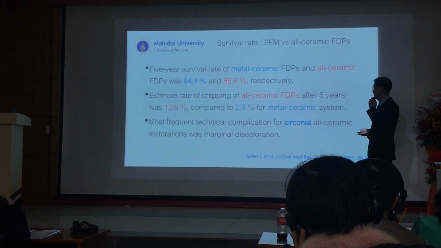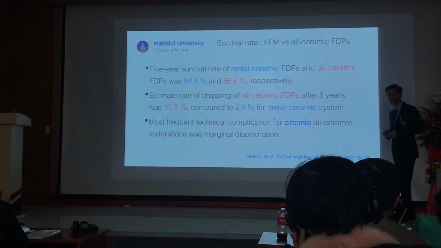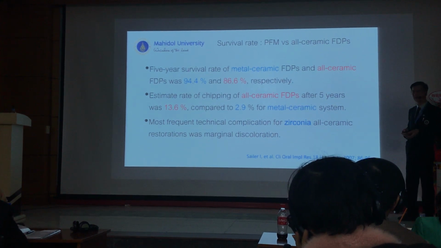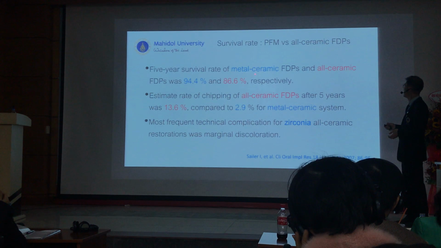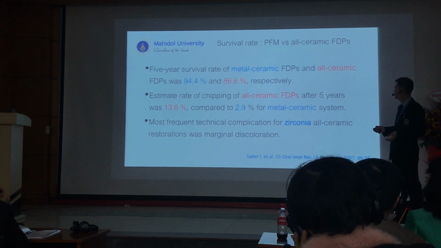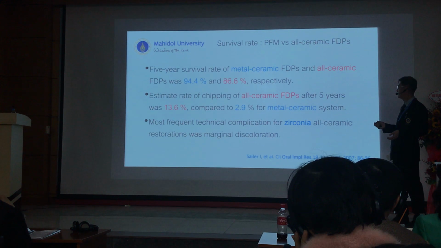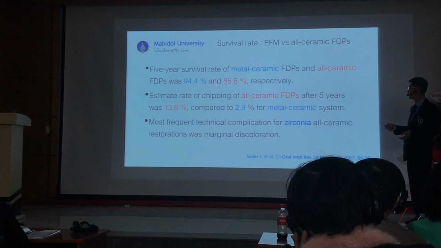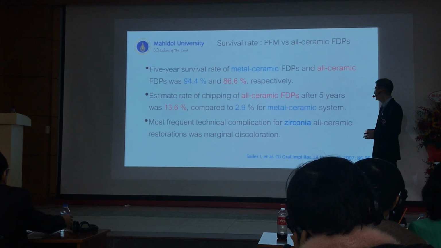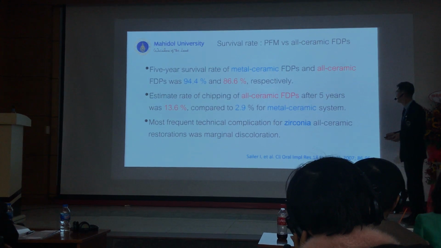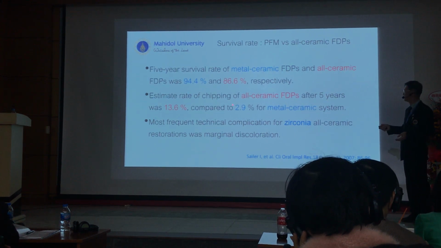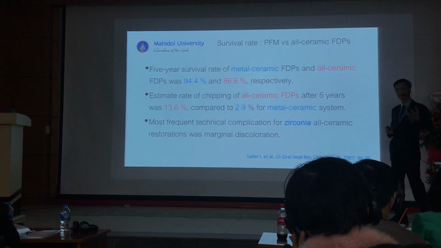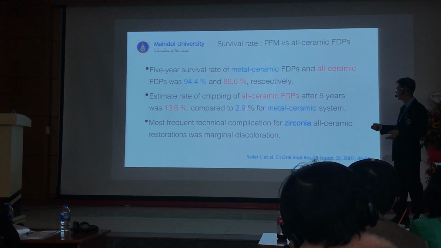When you look at the survivability of the PFM compared to the all-ceramic, okay, in the past we used a lot of PFM. But right now we use all ceramic. But in the past, the all-ceramic material had a bad record compared to a metal ceramic system, like a survival rate of 95% compared to around 87%. And most of the problem with the all-ceramic material, about 40%, is chipping. Chipping means the ceramic came off of the material. Compared to metal ceramic, it's around 2%.